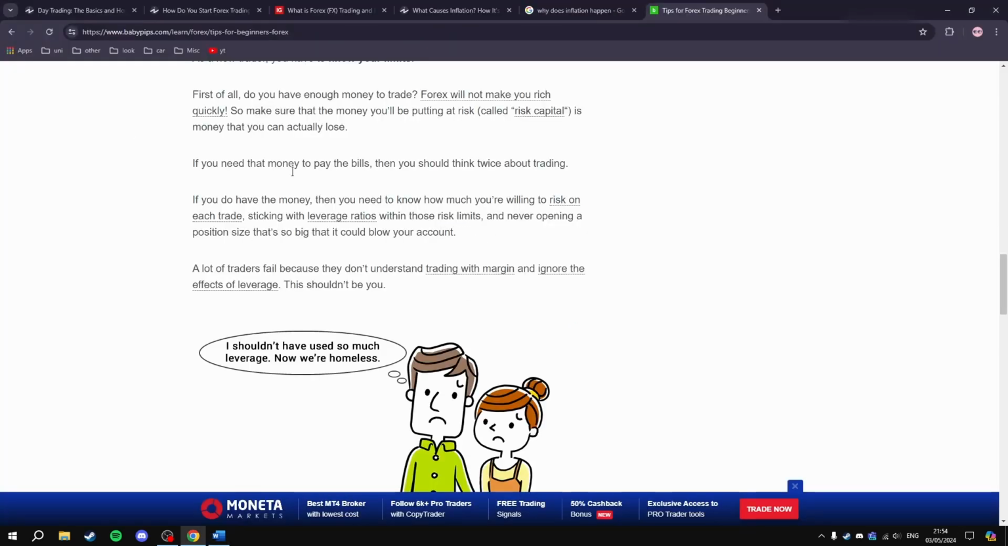So make sure that the money you'll be putting at risk, called risk capital, is money that you can actually lose. If you need that money to pay the bills, then you should think twice about trading.